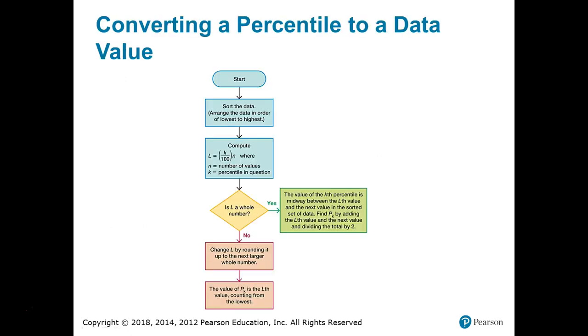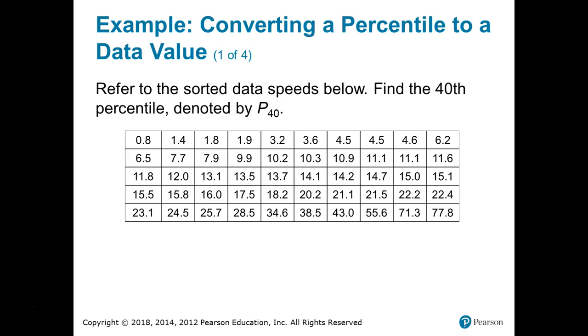Okay, here's a little flow chart for you to use. So you start, you take the data, you sort it, you compute your L equals K over 100 times N, and then this is where values can get different. Is L a whole number? If it's yes, take this step right here. If it's no, then just go over here. And that's just kind of showing if it's in between two values.